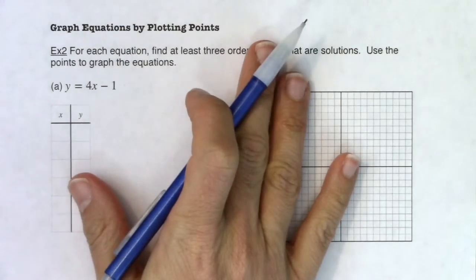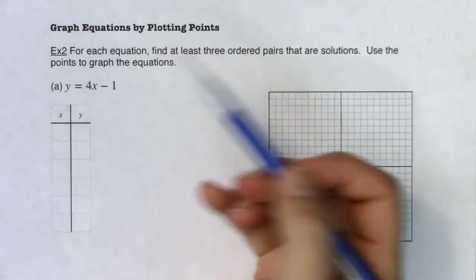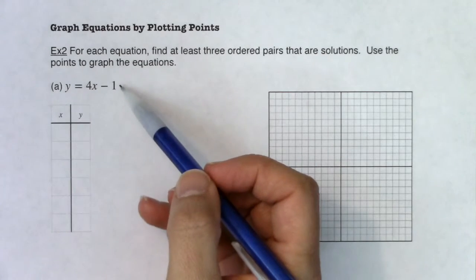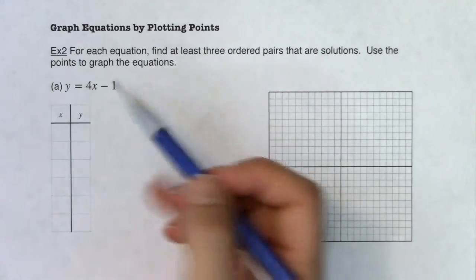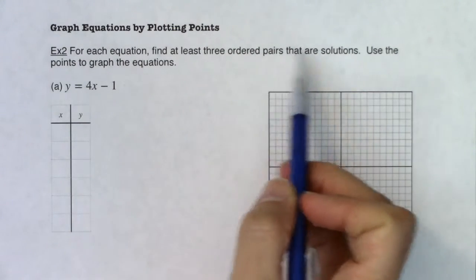And some of you might recognize this as a line. You might be like, oh, you know what, Miss A? I know the slope's 4, y-intercept 0, negative 1. I'm going to call it a day. You could totally do that. But let's say it's been a minute, right? And you're like, darn it, I don't remember how to graph this. Well, this is how you find your 3 ordered pairs that are solutions.